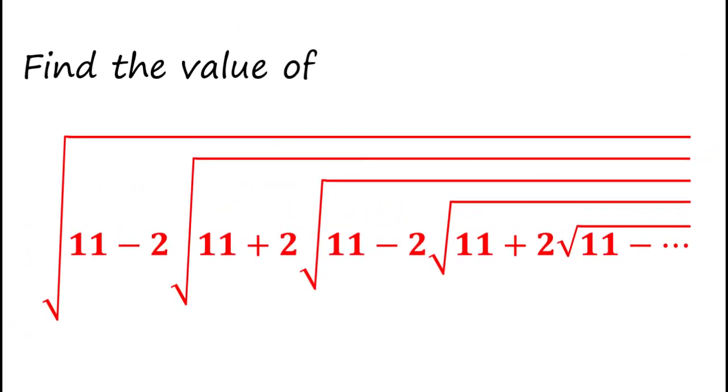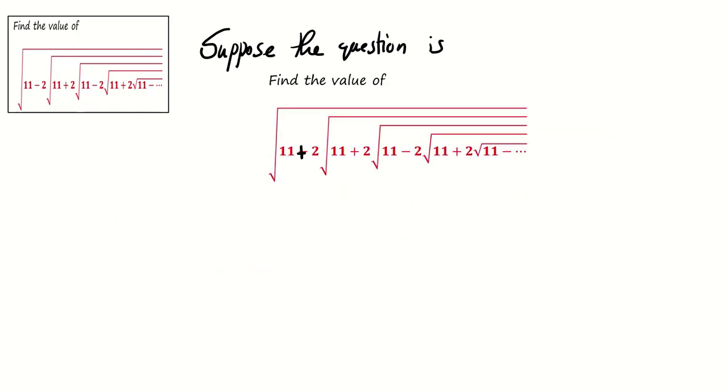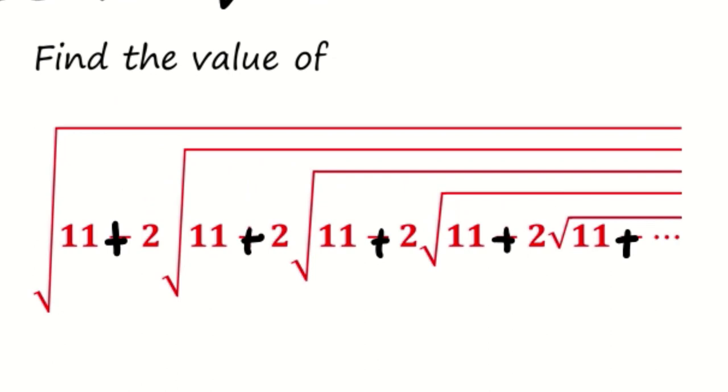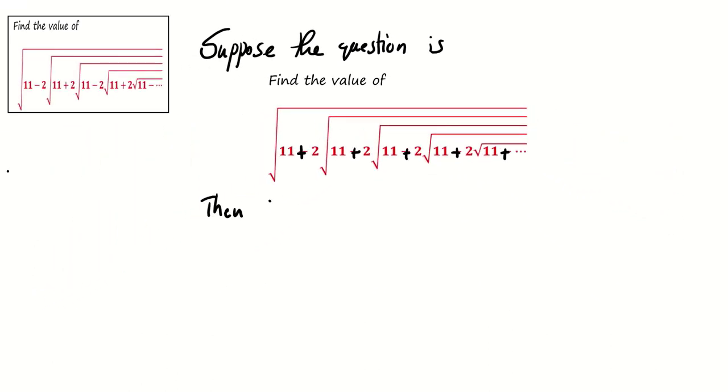Before we solve this question, let's look at a question of a simple version. Suppose you are asked to find the following value that contain only plus symbol inside the square root, as shown. This question is a lot more easy to deal with. We can let this expression as x.